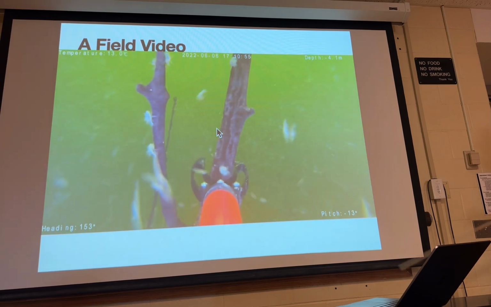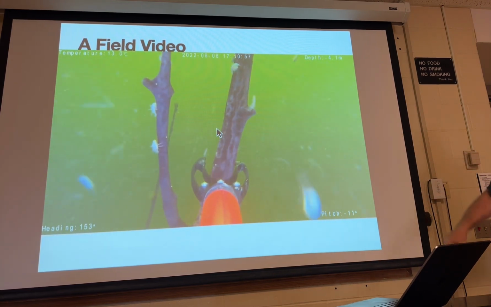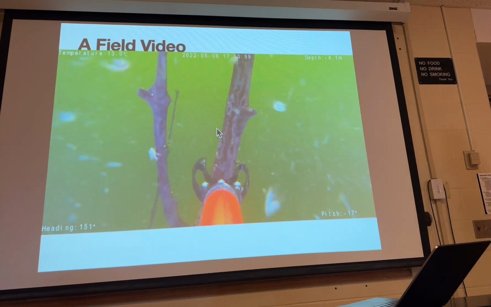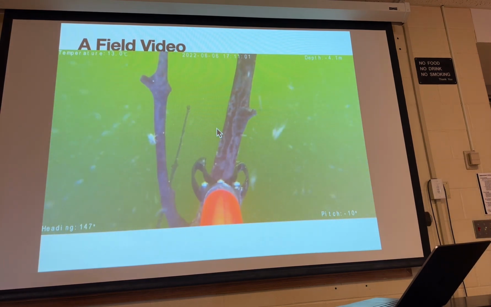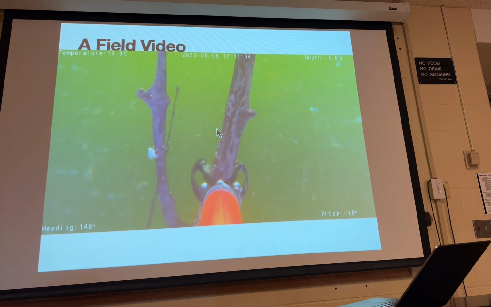The real point is, why am I breaking sticks off a tree that's underwater? And why are the shrimp not happy? Like, see, the shrimp are not happy. So, anyway, that's sort of the movie.